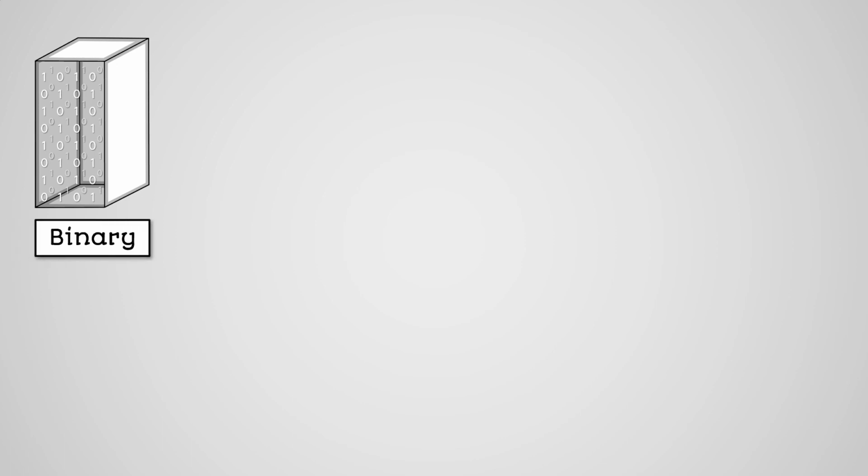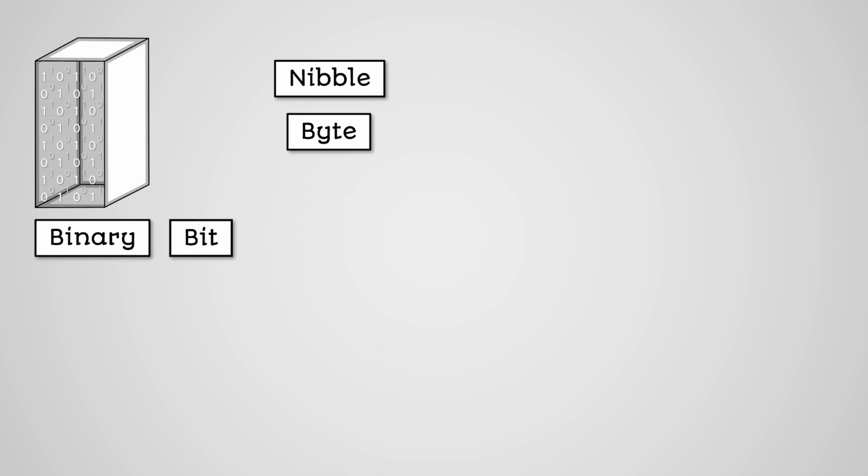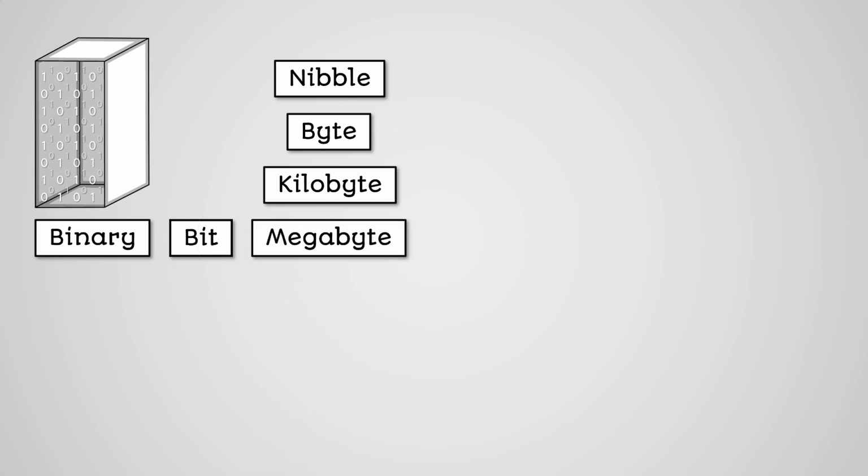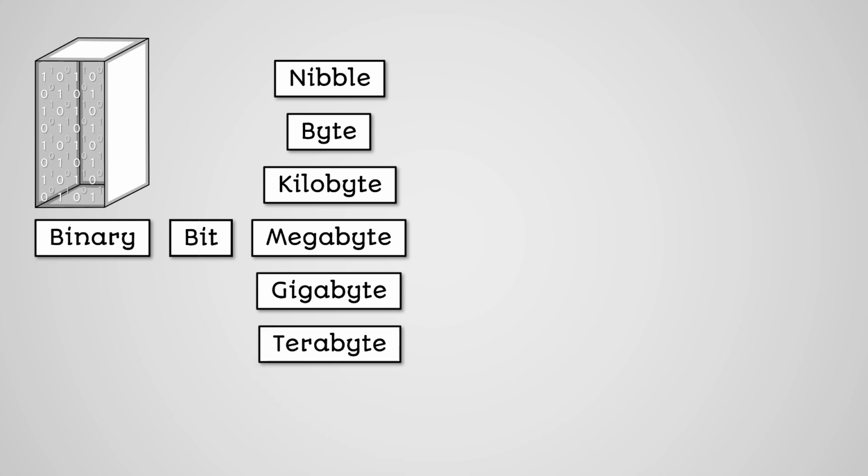So, all data exists in a computer as binary data. The smallest unit of data is a binary digit or bit, which is either a 1 or a 0. We often group bits together into larger units of data, such as a nibble is 4 bits, a byte is 8 bits, a kilobyte is 1,000 bytes, a megabyte is 1,000 kilobytes, a gigabyte is 1,000 megabytes, a terabyte is 1,000 gigabytes, and a petabyte is 1,000 terabytes.